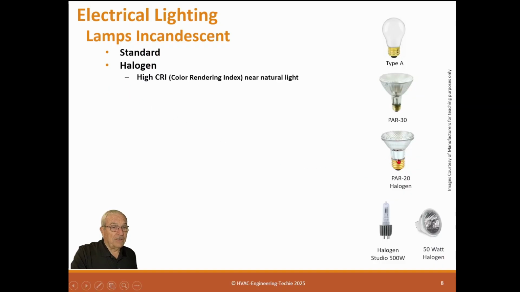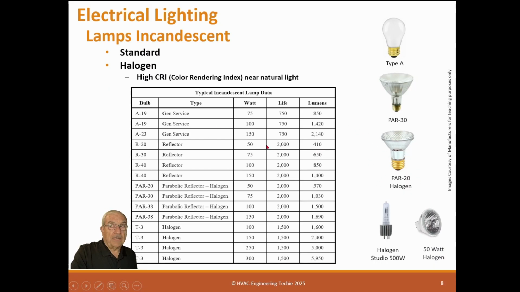And you can see it comes in different flavors. This is a PAR 30, this is a PAR 20, all halogen. This is a halogen studio bulb, and this is a 50-watt low-voltage halogen, and you will see these everywhere. This happens to be the typical indication lamp type. And here's some general stuff, and you'll see the lifetime, 752,000 hours. This is the burn life.